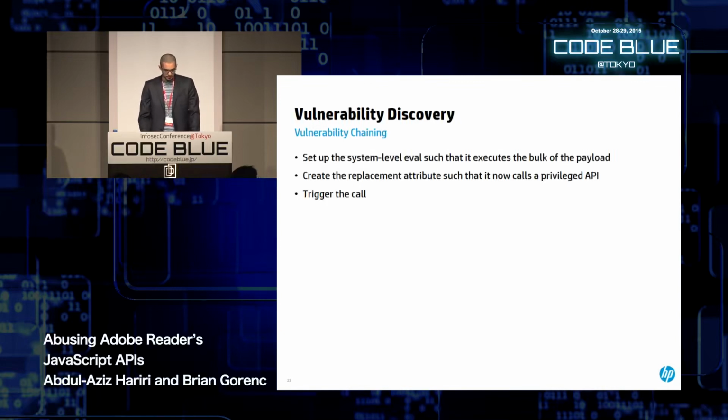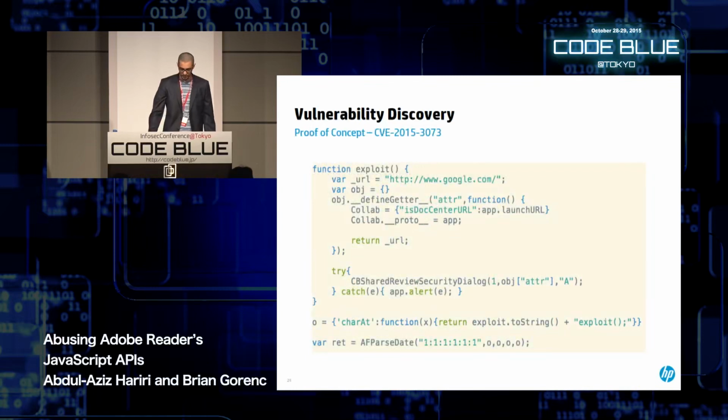All right. So if we want to chain all this together, we first have to find an eval that allows us to gain execution inside the root context. The second step is to find a trusted function and hijack a method that lies inside its privilege block. And finally, we have to trigger the call. So putting this all together, this is how it looks.